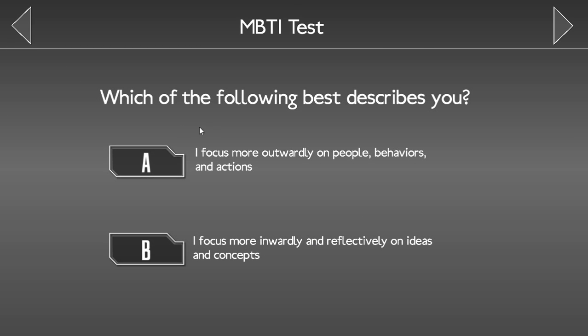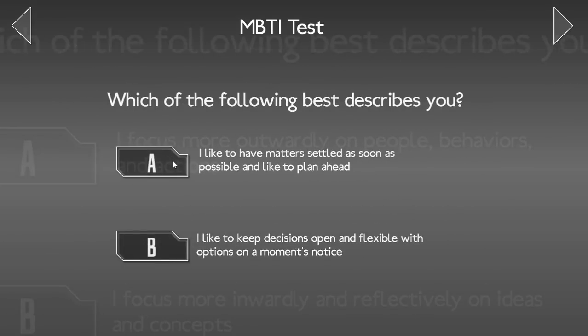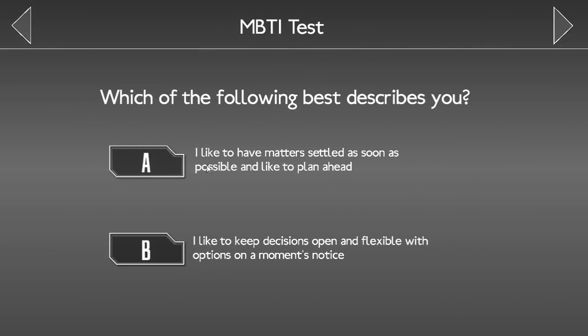Basically the first question is an E or an I. You put in: I focus outwardly on people, behaviors, or actions, or I focus inwardly and reflectively on ideas and concepts. So I put outwardly. I'm going to test this with the ENTJ.